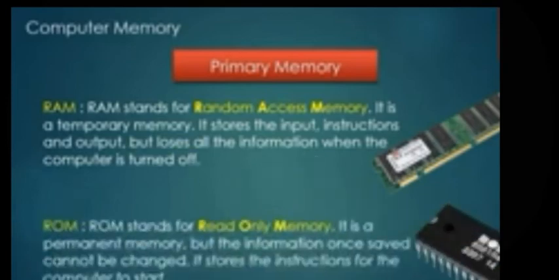Now, ROM. ROM stands for read-only memory. It is a permanent memory, but the information once saved cannot be changed. For example, can you change the process of shutting down the computer? No. Why? Because these instructions are saved in ROM. All the instructions that are required for booting up the computer are stored in ROM only. It means the predefined or default commands.